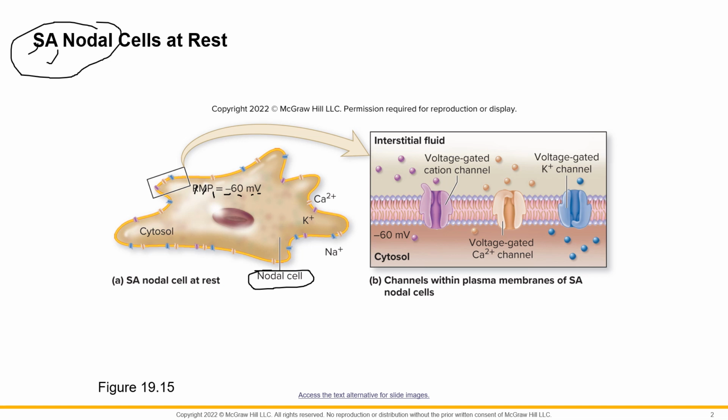So let's take a zoomed in look at this diagram on the right. So this is the plasma membrane. You're seeing the bilipid layer of your sinoatrial nodal cell. This is the interior of the cell where the cytosol is, which is the water component of your cytoplasm. And this is the interstitial fluid, also known as the extracellular fluid, which means that that fluid is outside your sinoatrial nodal cell. Now, you have some transmembrane proteins here.